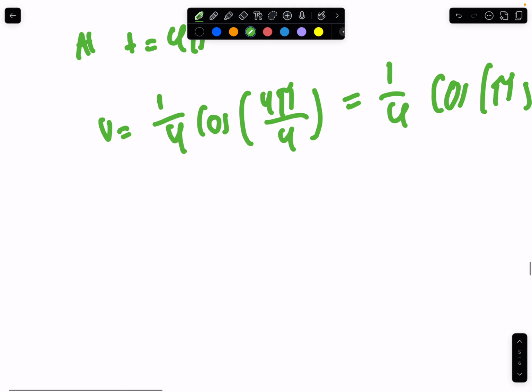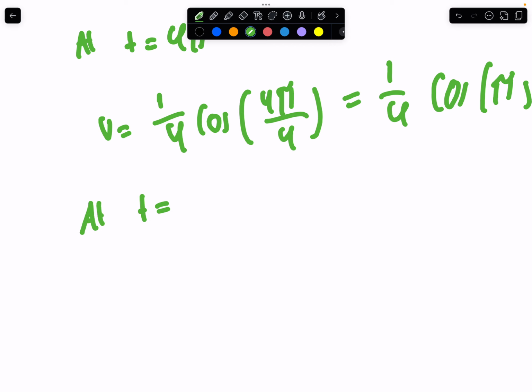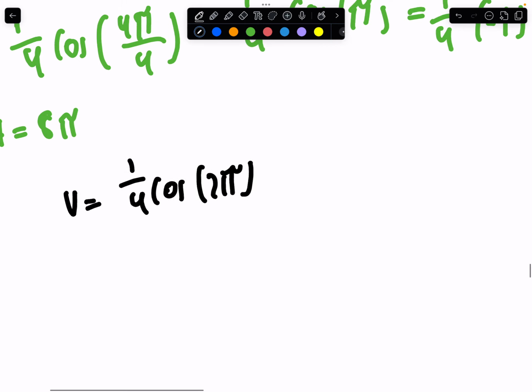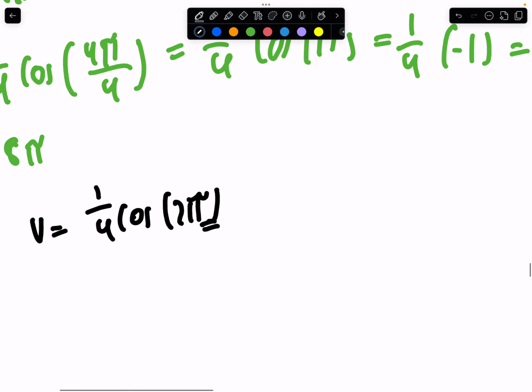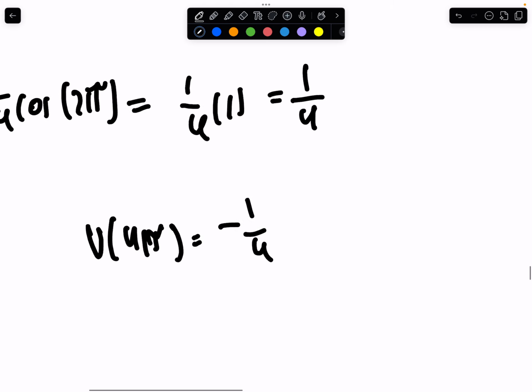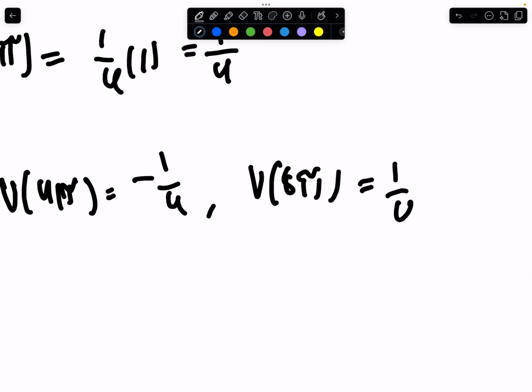At t equal to 8 pi, V is equal to 1 over 4 cos 2 pi, which will equal 1 over 4 times 1, which will give us 1 over 4. So at 4 pi, it's equal to negative 1 over 4, and at 8 pi, it is 1 over 4.